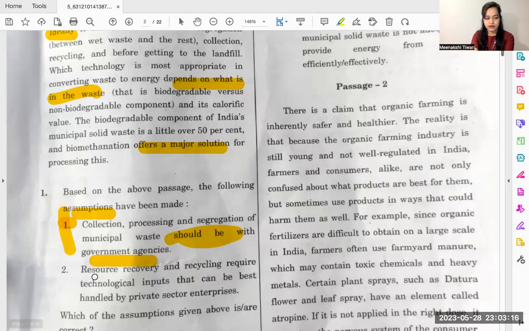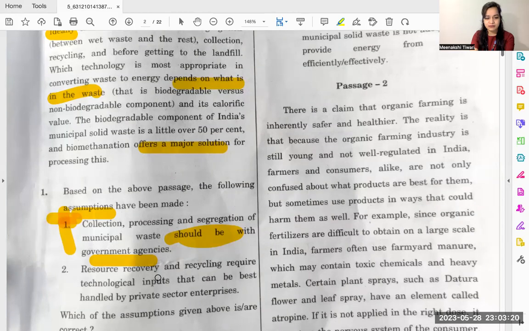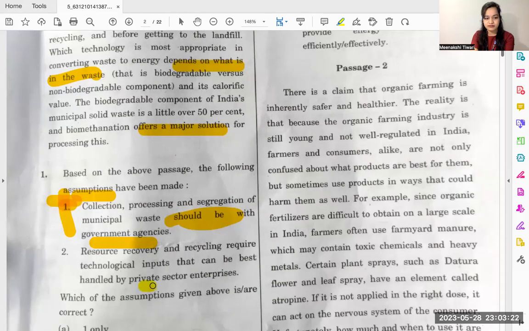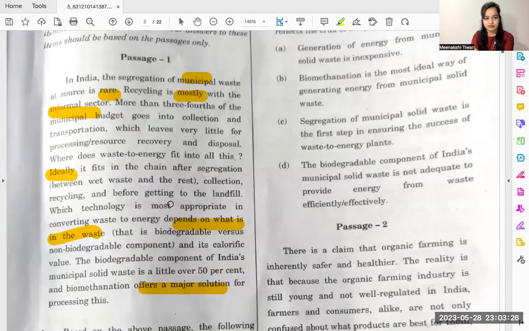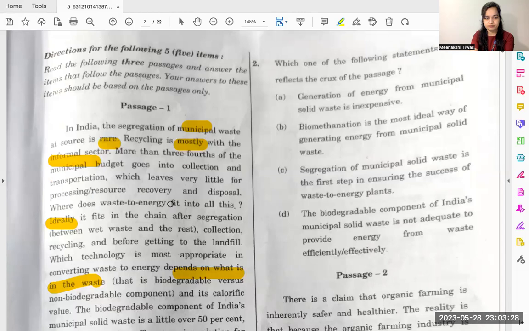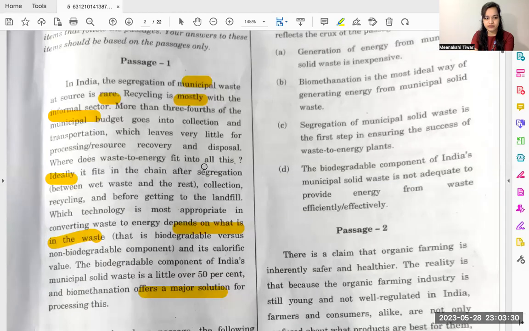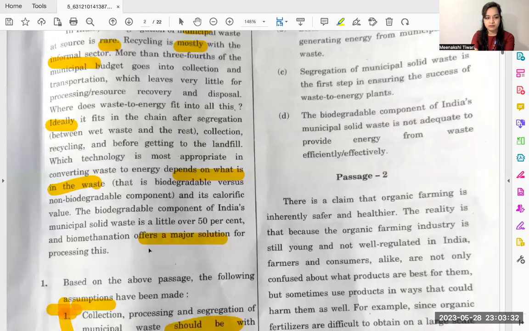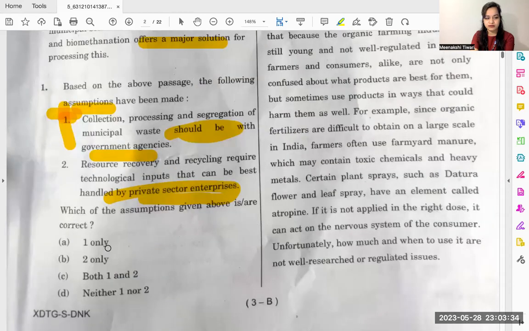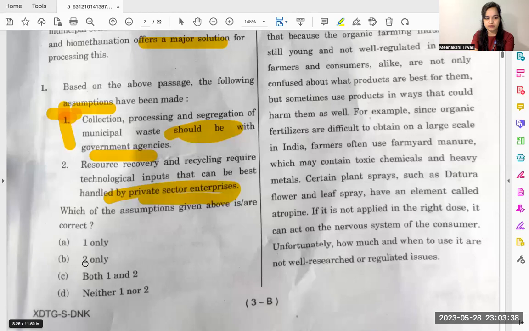And the second one is, again, something similar, can be best handled by private sector enterprises. We don't have this debate right in this passage, especially within these lines. So what do you think should be the answer? Can we choose one only? No, we can't choose that. Can we choose two only? We cannot choose that. Can we choose both 1 and 2? No. So what are we going to choose?